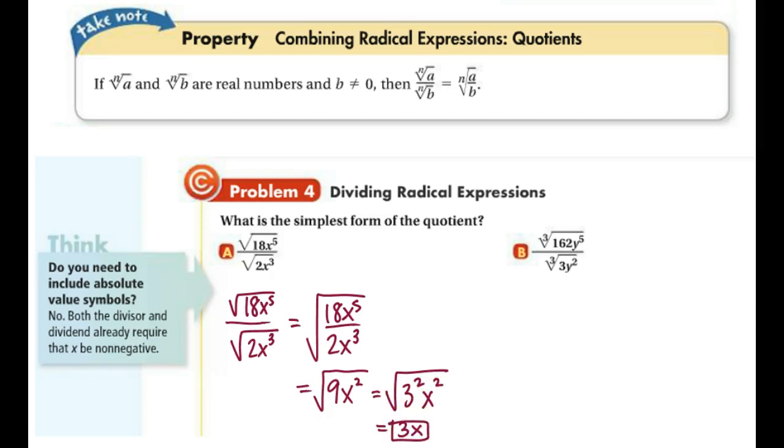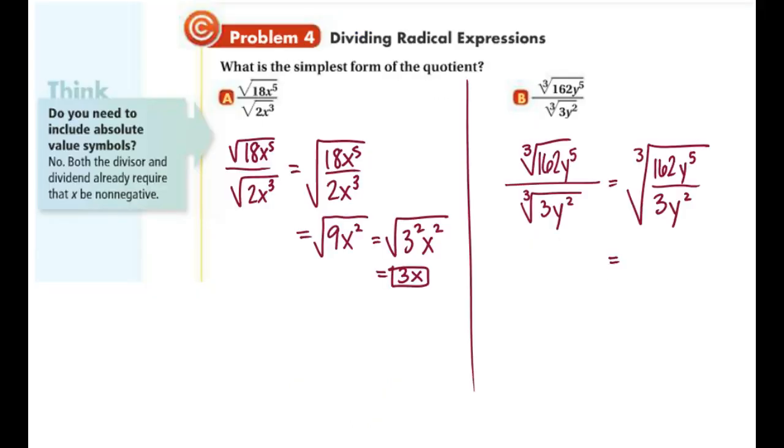You may be wondering, well, this is an even root, so should we be using absolute value symbols? No, we don't need absolute value symbols in this case because both expressions under the radical originally already required that x was not a negative number. Otherwise, we would have introduced imaginary numbers, which we're not going there in this chapter. So that covers the absolute value possibility here. So that means 3x is the simplified form of the original quotient.